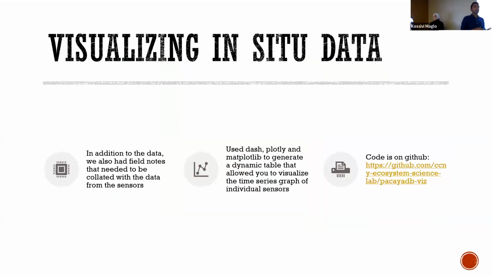In addition to the in situ data coming in, we had field notes that the professor had taken, and we needed to join the data from the sensors, which was a Postgres database, with the field notes, which was just an Excel file. We used Dash, Plotly, and Matplotlib to generate a dynamic table to visualize the time series of the individual sensors. And we uploaded the code to GitHub, so you can look at it if you're interested.